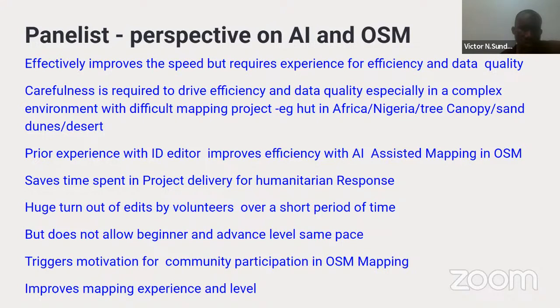And so if you are dealing with the issue of motivating the mappers, the community, that means that you must make sure that both those who are using the iD editor, the beginner mappers, and advanced mappers, are equally motivated. And so it triggers a motivation for community participation in OSM mapping, and actually it improves mapping experience and level. AI-assisted mapping using RapiD, using JSON map with AI, actually triggers community participation, and also improves mapping experience, because you see volunteers say, oh, I want to start using RapiD, I want to start using JSON, and everyone wants to go for more experience, and that can only come with consistent mapping.